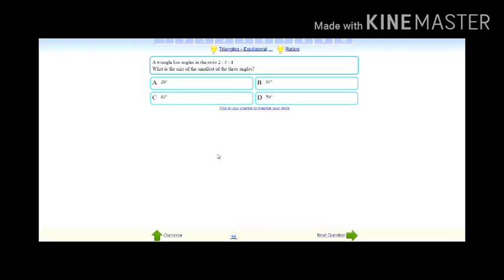The total is how much? We have to add 2 plus 3 plus 4. Yeah, very good. Total will be 9. So the total angle of the triangle is 180. 180 divided by 9, right? So first you will do 180 divided by 9 and then multiply by 2, right? So what will be the calculation?